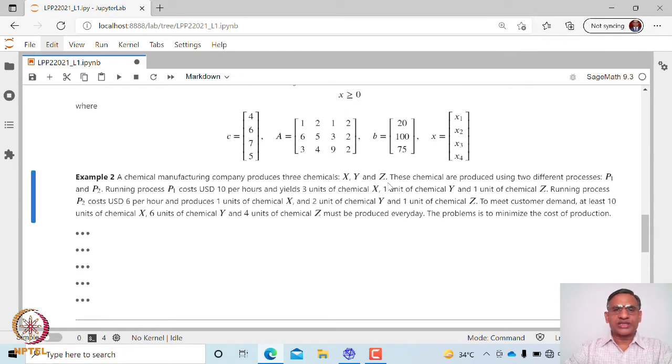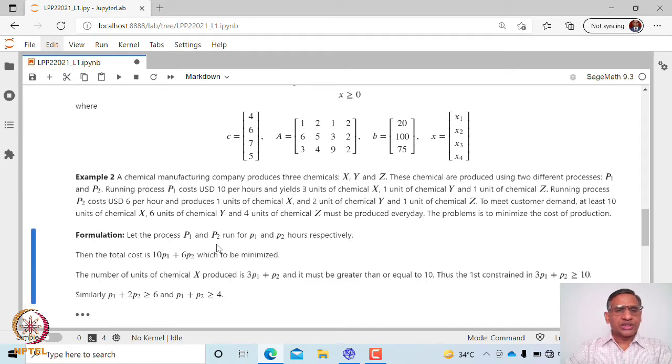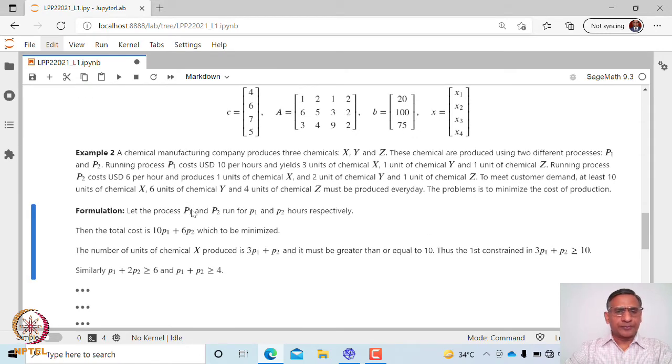Now, how do we formulate this problem? Let us assume that process P1 runs for small p1 hours and P2 runs for small p2 hours. Now, if it runs for small p1 and small p2 hours, the cost is going to be 10 times p1 plus 6 times p2. That is what is to be minimized.